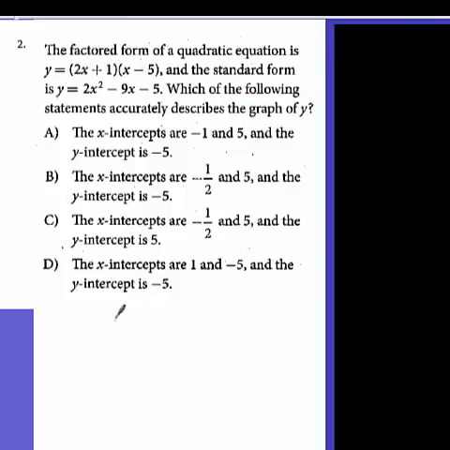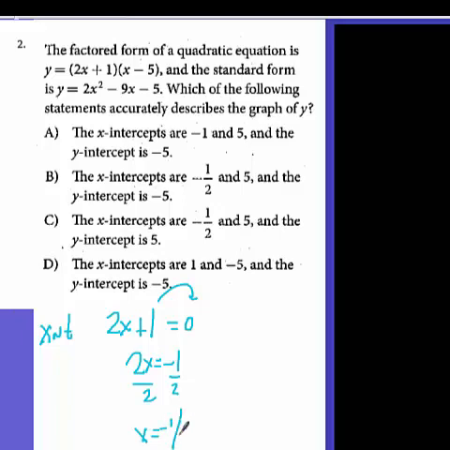Well, that means that 2x plus 1, in order for it to be that we use our zero property, that has to equal 0, or our x-intercept. So I can solve for the x-intercept by setting your factors equal to 0. So we're going to move the 1 over, so subtract the 1. So we get 2x equals negative 1, and then divide by 2. So we get x equals negative 1/2. There's one of our x-intercepts.